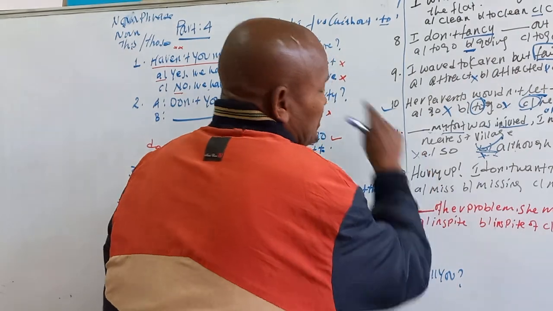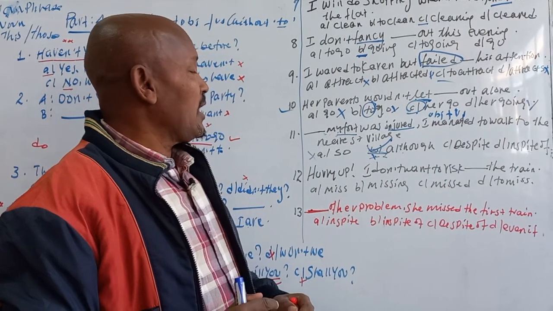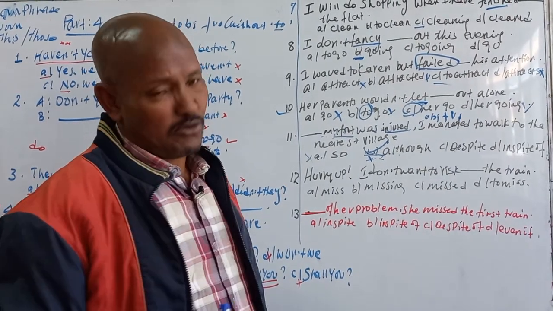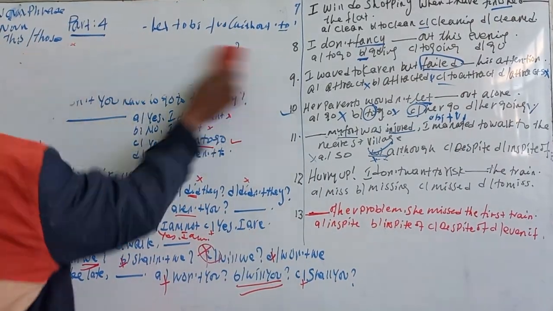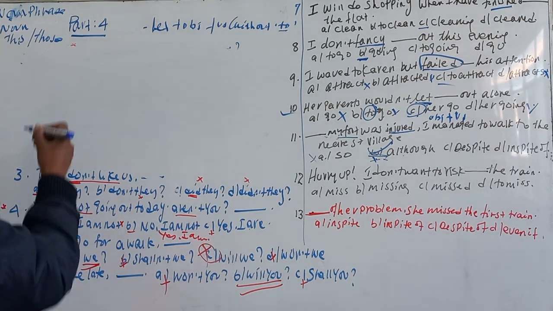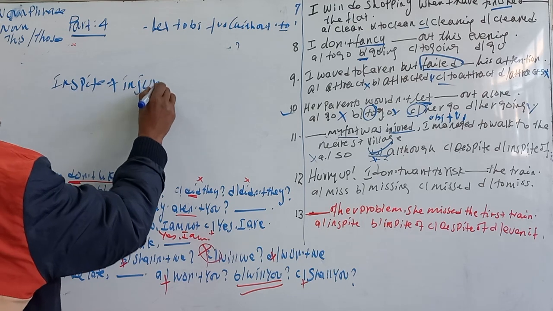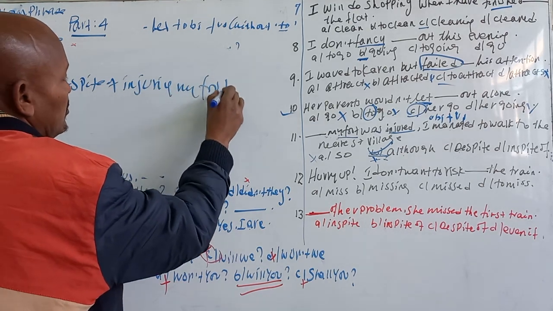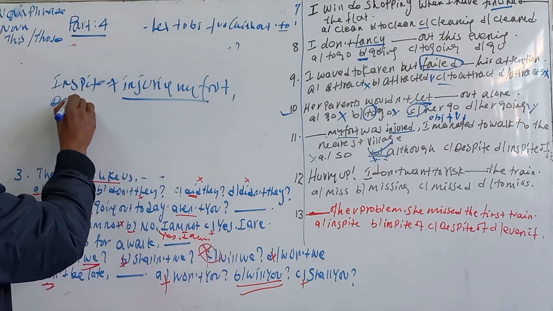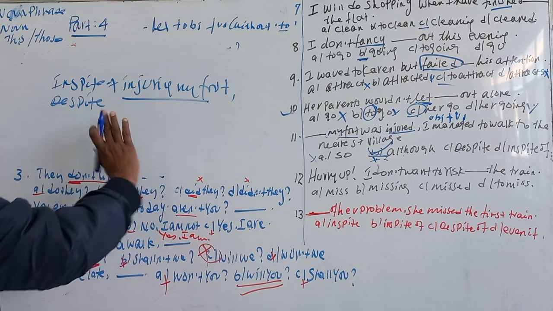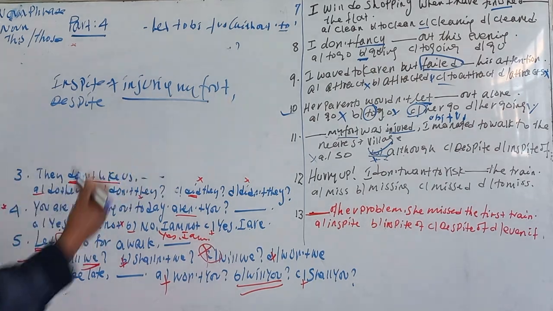Let's complete the question with either despite or in spite of. In spite of injuring my foot, which is a noun phrase, and despite injuring my foot, both are possible. This and this have the same meaning, but the structure is completely different.